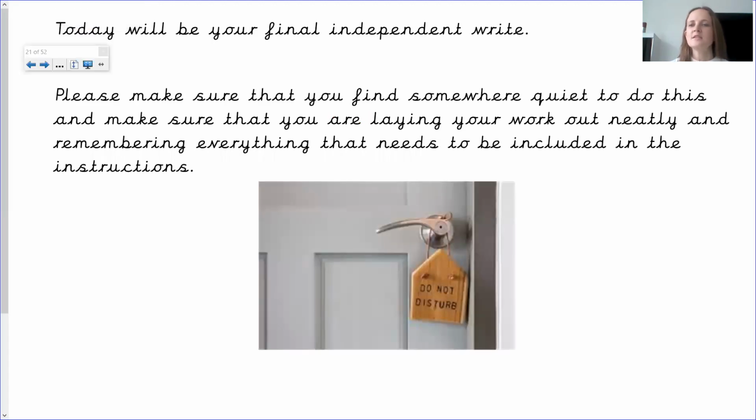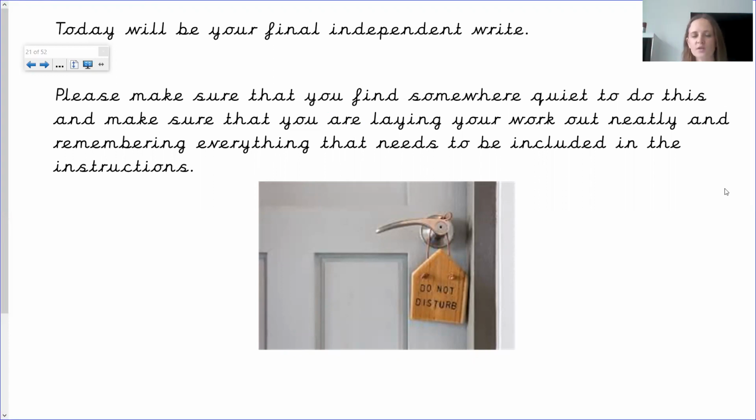Right. Please make sure with your final independent write that you find somewhere quiet to do this, and make sure that you are laying your work out neatly. You need to remember everything that needs to be included in our instructions. I'm happy for you to refer back to your toolkits that you had right at the beginning. So the ones that you made, you are welcome to use those. Have them next to you while you are writing.